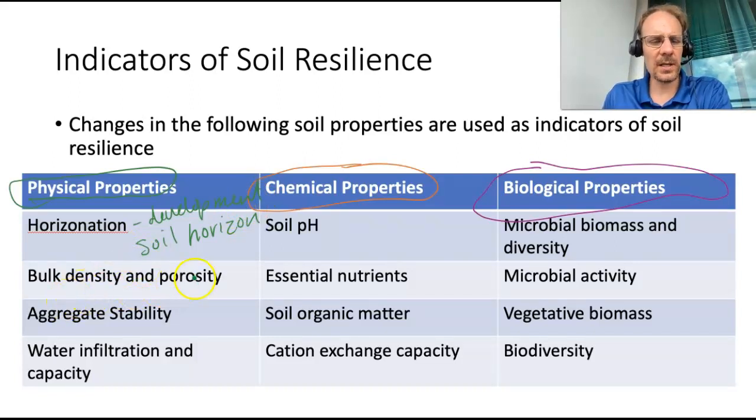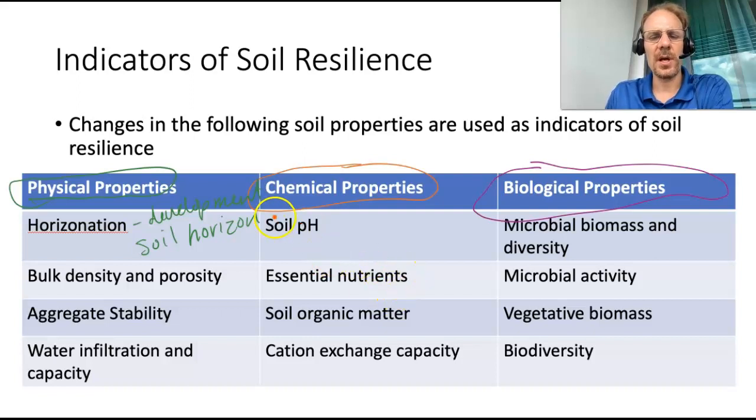Bulk density and porosity. Again, soil organic matter and microbial activity are going to be key to soil resilience. Lower bulk density and higher porosity are going to be indicators of high soil resilience. Aggregate stability. Similar to bulk density and porosity, aggregate stability reduces soil erosion and promotes healthy soil organic matter levels. Higher aggregate stability will result in higher soil resilience. Same with water infiltration and capacity.